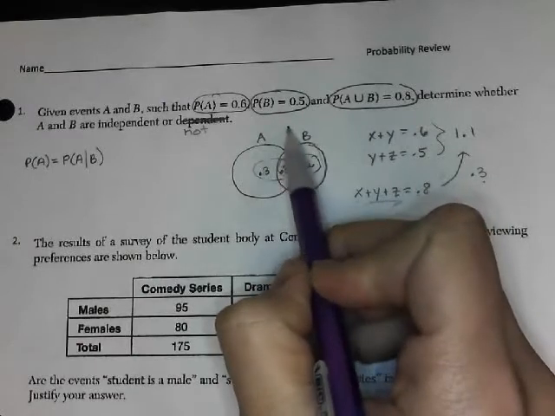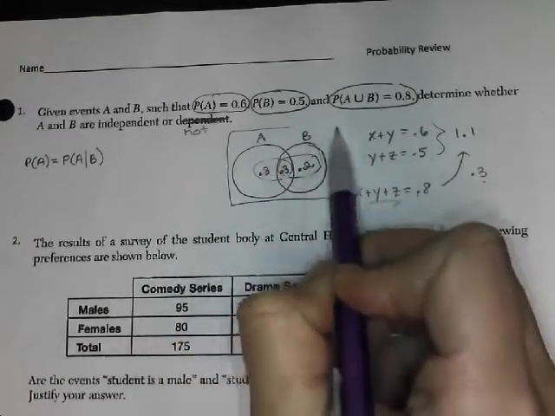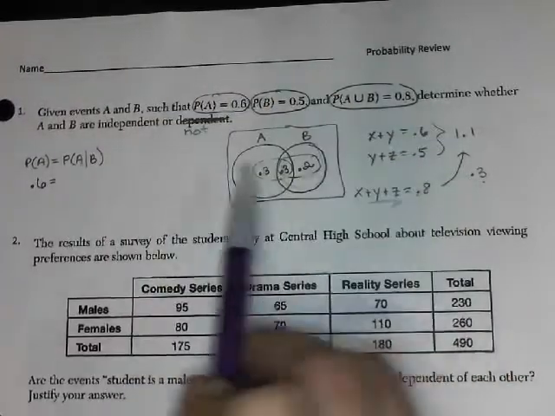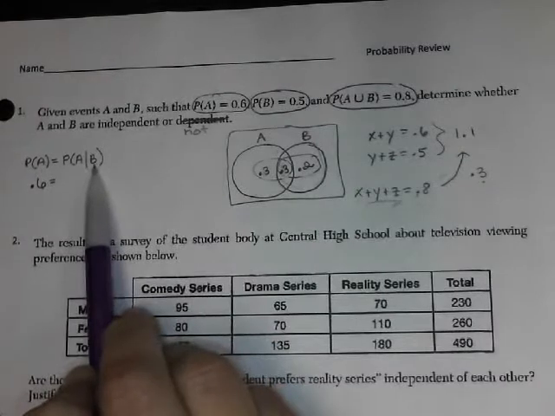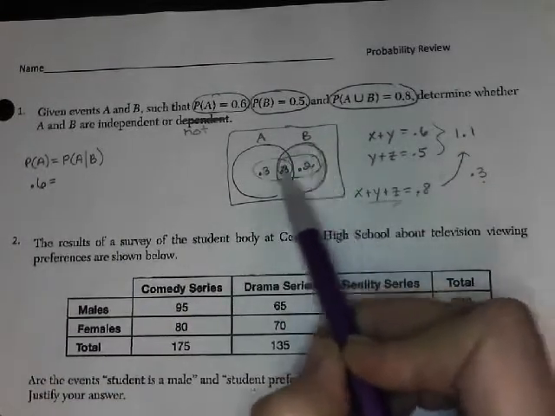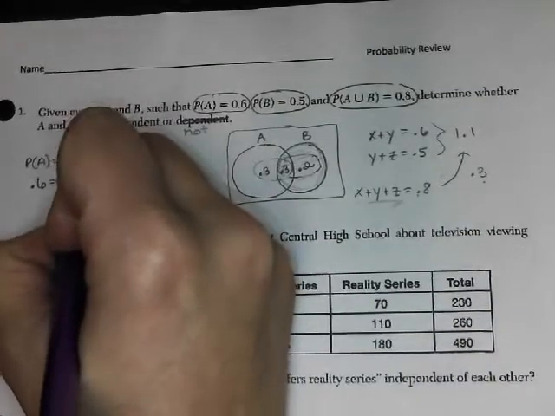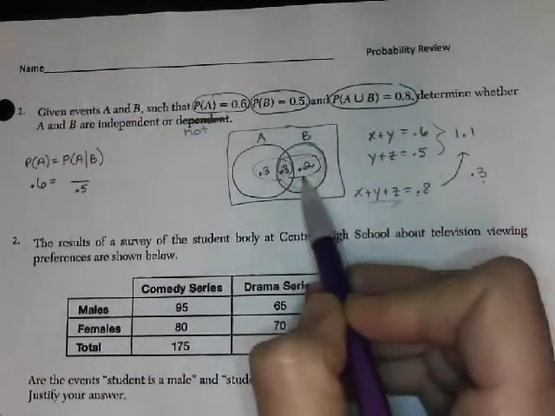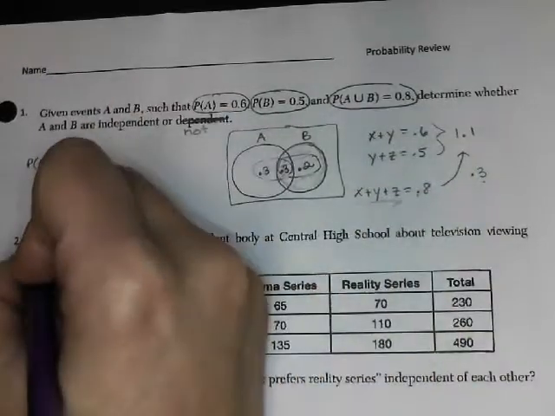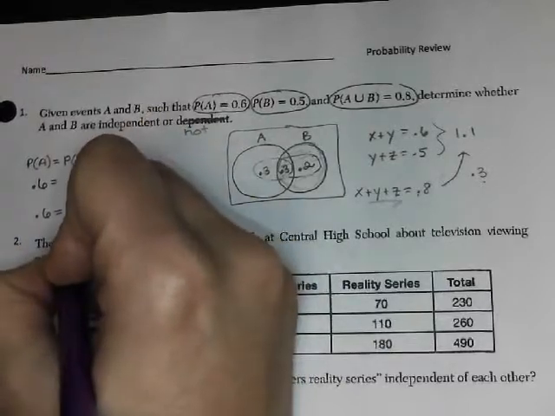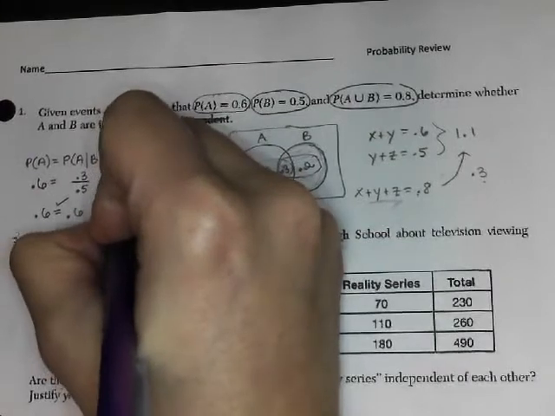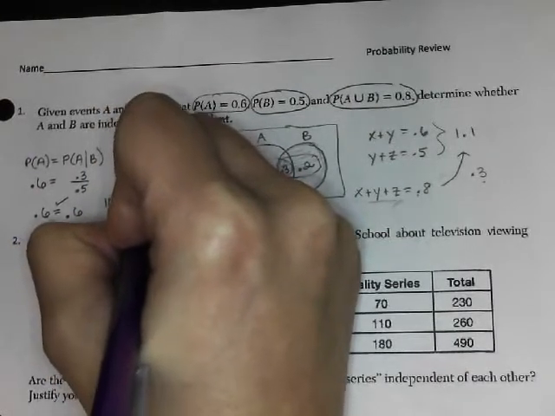Now your probability of A is 0.6. Your probability of A given that you're restricted to the B population means out of these 0.5 in the B population, how many of them are also in A? So 0.3 out of 0.5. So you'd get 0.6 equals, and if I do that division, I also get 0.6. So when they are completely equal, that is the definition of being independent.